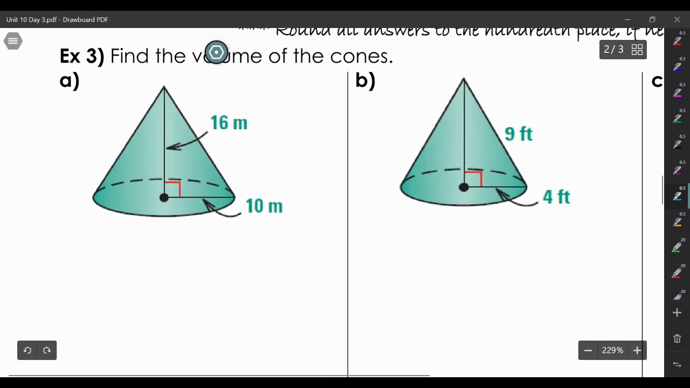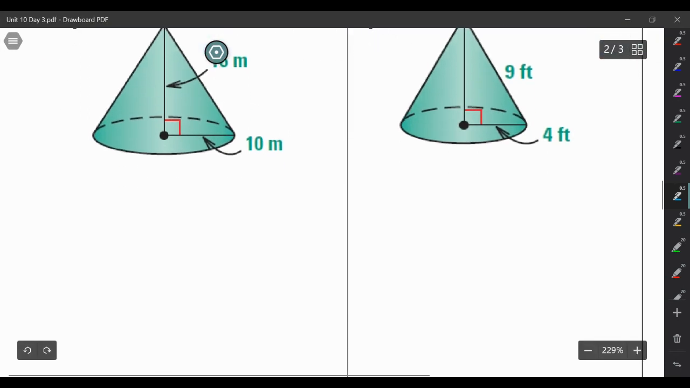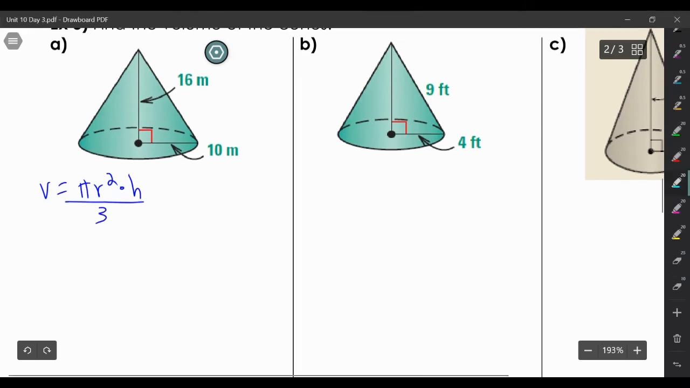So if we look at this right here, find the volume of the cones. We'll start off with a pretty straightforward one. Volume equals pi r squared times h over 3. You may recognize that the top right here, well, that's the volume of a cylinder. And yes, that's true. The volume of a cylinder is related to the volume of a cone. You can just divide the volume of that cylinder by 3 to get your volume of the cone.